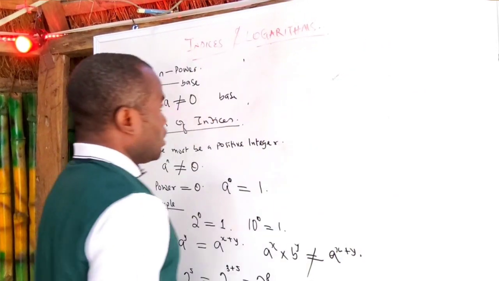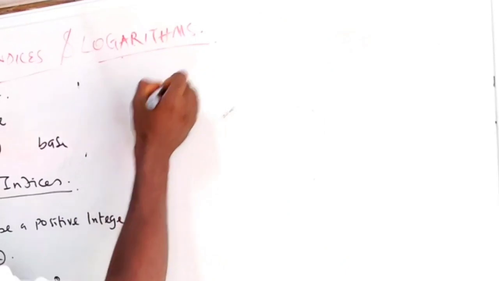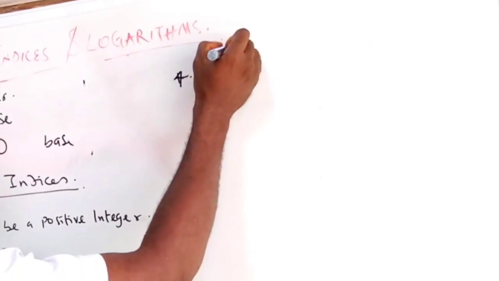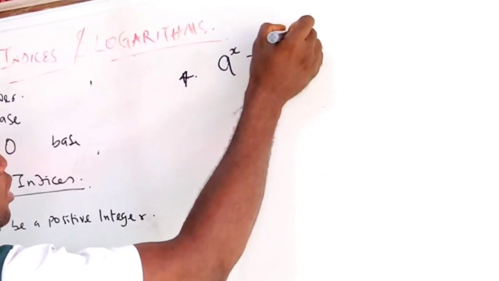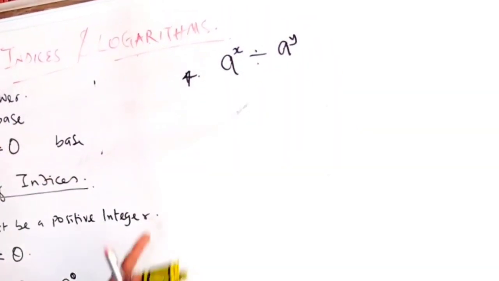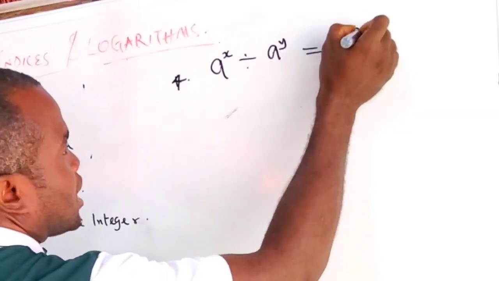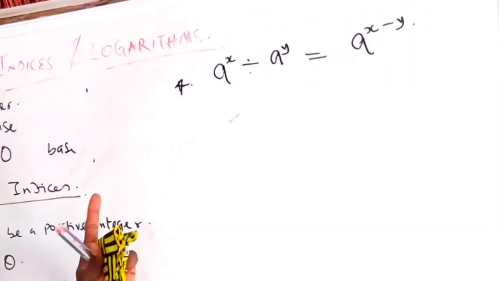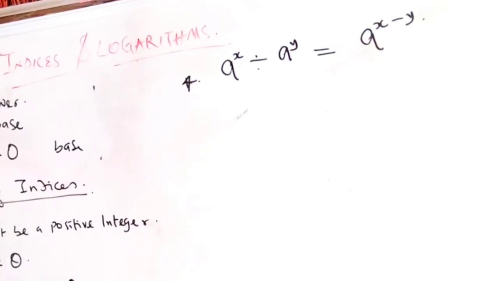Let's take another law. Another law says that if you have a raised to power x divided by a raised to power y, the law of indices says that this is equal to a raised to power x minus y. Don't forget, the base must be the same thing.